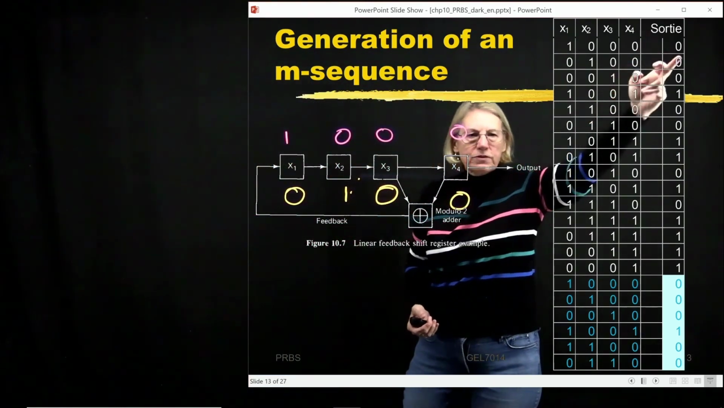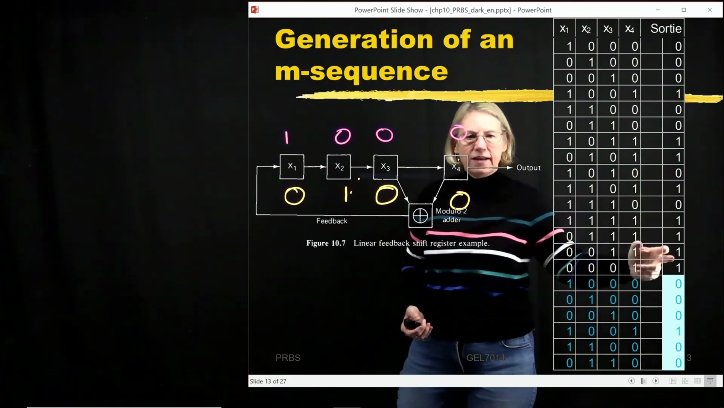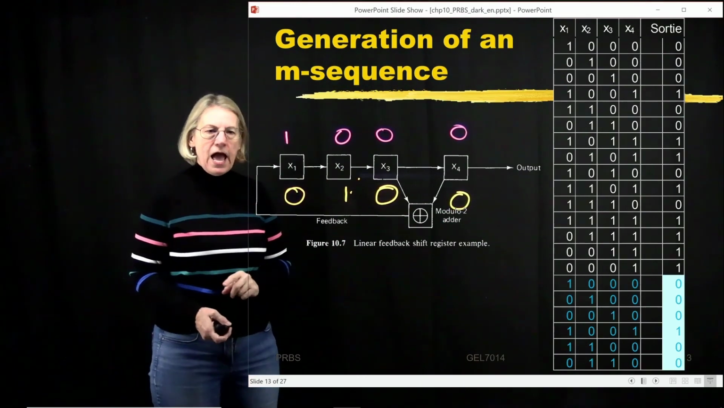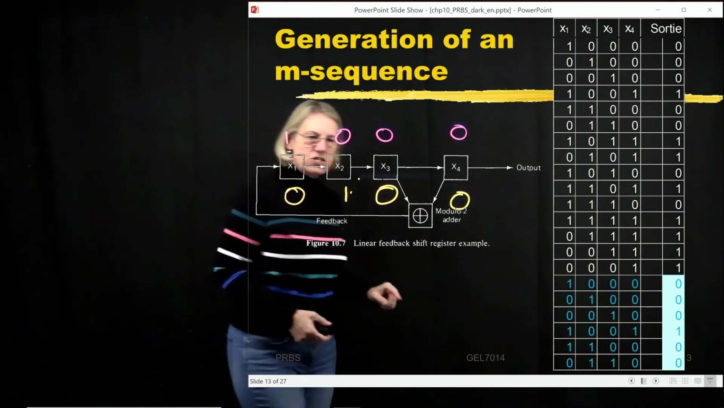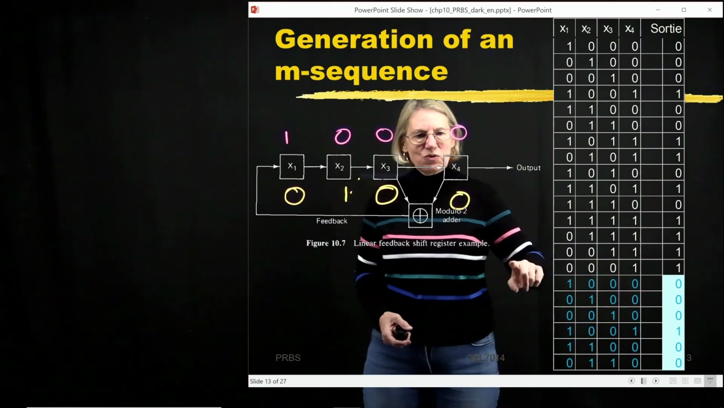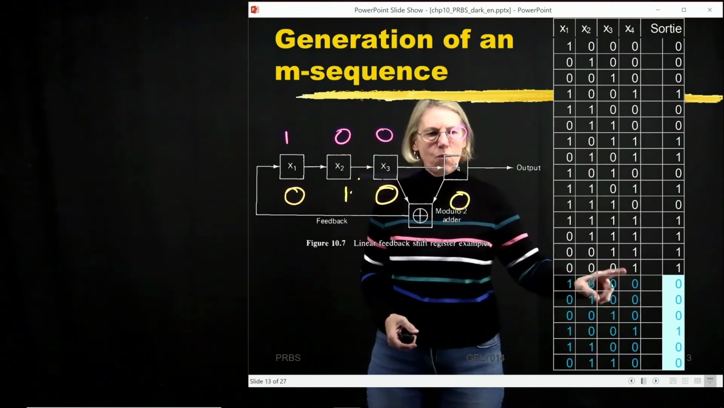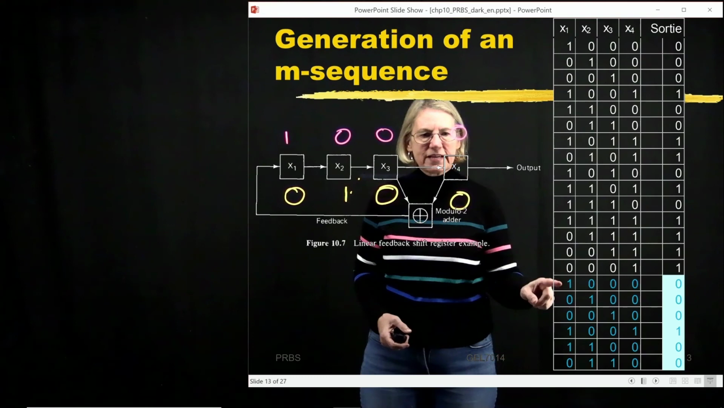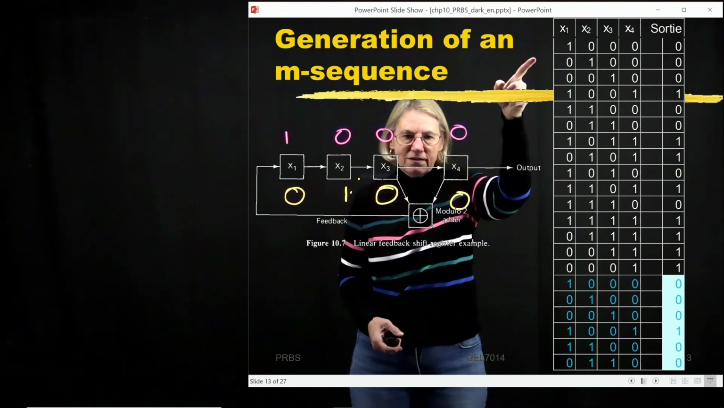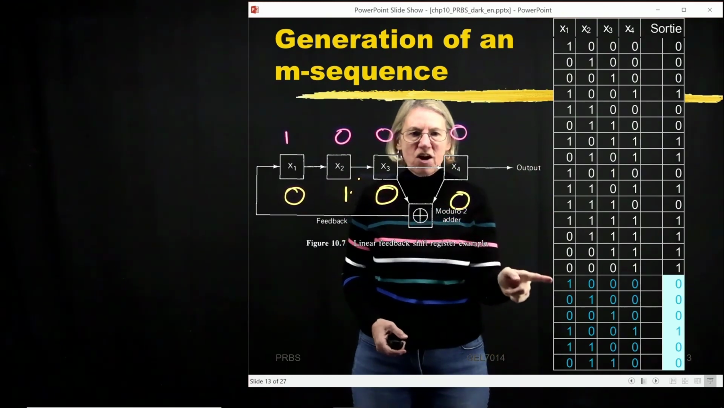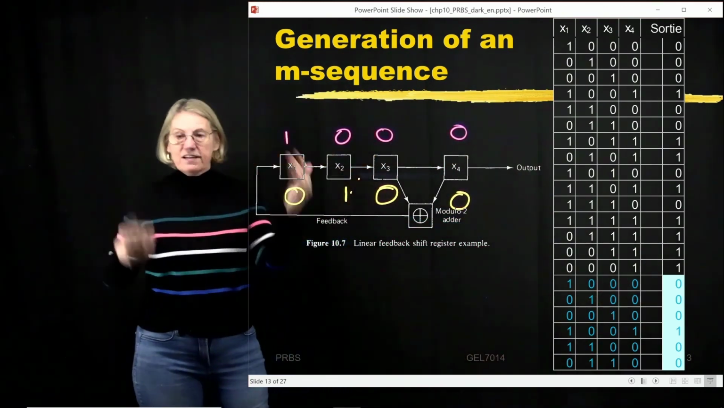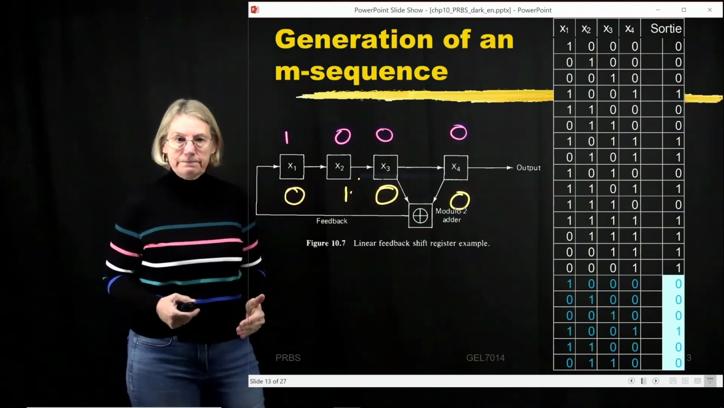What is the output sequence that I have generated from this linear feedback shift register example? Once I get to this point, I get 0, 0, 0, 1. The next shift is going to give me 1, 0, 0, 0, which is where I started. Once I get to where I started, the output starts repeating because I start from the same state and go through all of them.